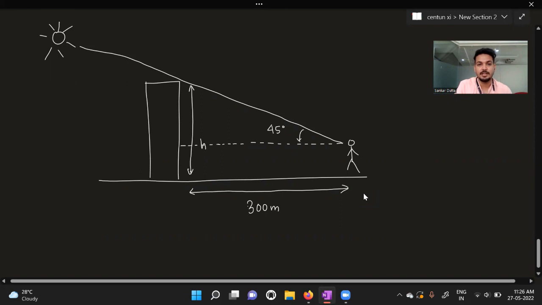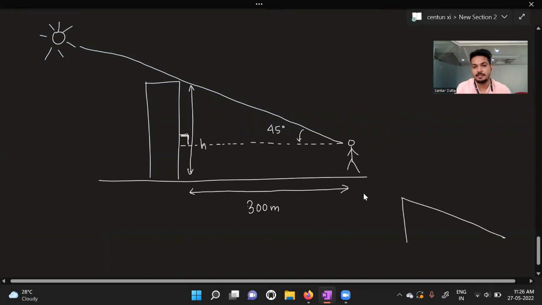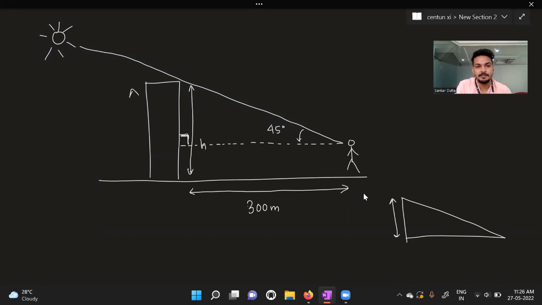Complete this triangle. So this triangle will be what? It's a right triangle, right? So if I want to find out this height, let me isolate this triangle. This triangle is something like this. This is this height, right? This is actually the height of the person.